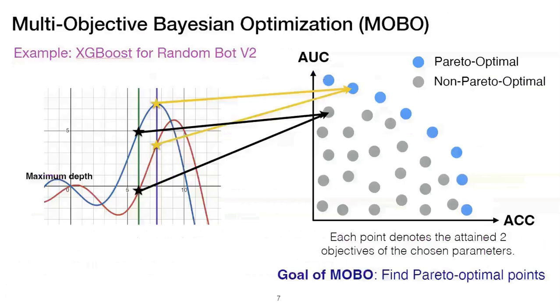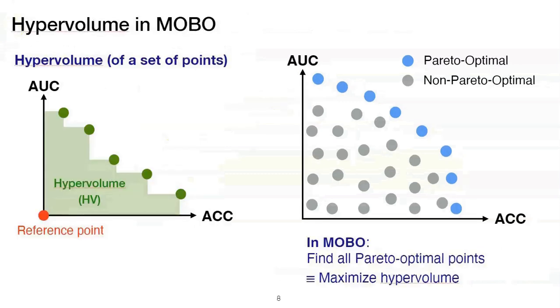identifiability issue. Let me introduce the setting of MOBO here. We try to find the maximizer of multiple objective functions. If we have many samples as shown in the right figure, the sample points close to the top right curve are all the best choices, called Pareto optimal. So the goal of MOBO is to find all the Pareto optimal points. There is a metric called hypervolume, which is the value of a set of points. So finding all the Pareto optimal points in MOBO is equivalent to maximizing the hypervolume.